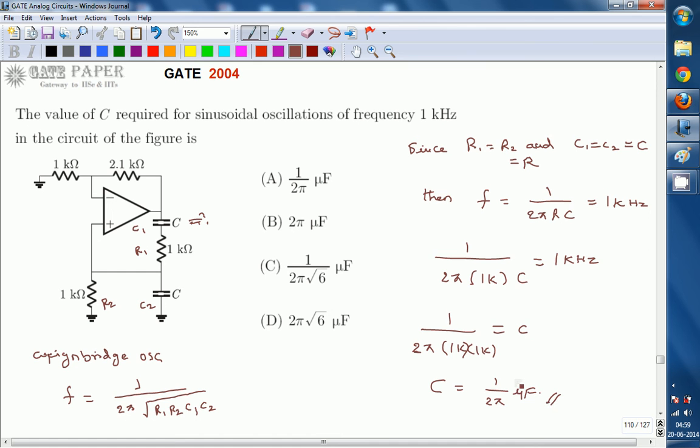So the value of C required to get 1 kHz frequency of oscillations generated by this circuit is C equal to 1 by 2 pi microfarads. The right answer for this question is A. Thank you.